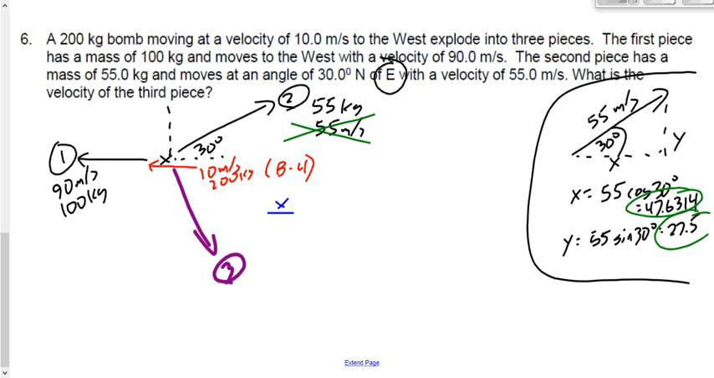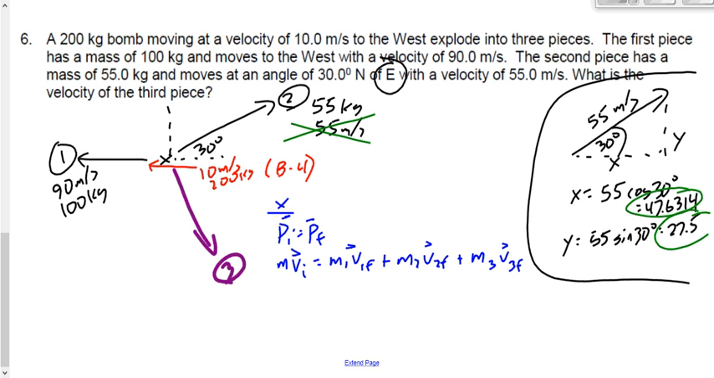Sometimes I take shortcuts and don't write down that stuff, right? But I'm going to write it down this time, okay? Because I'm going to forget something if I don't. M total V initial, because the total initial momentum is one object, equals M1 V1F plus M2 V2F plus M3 V3F.